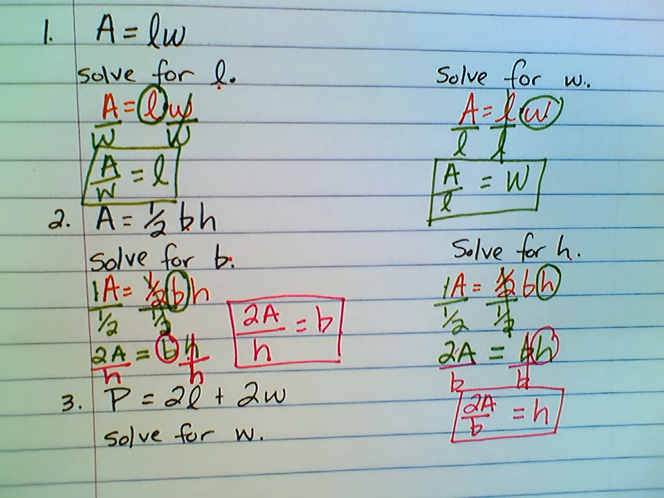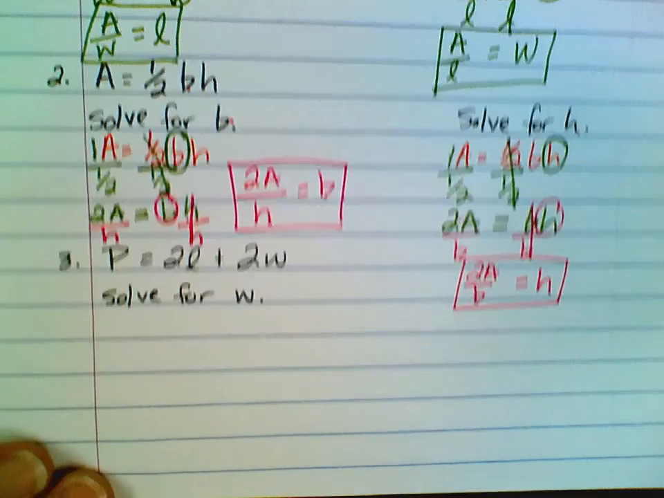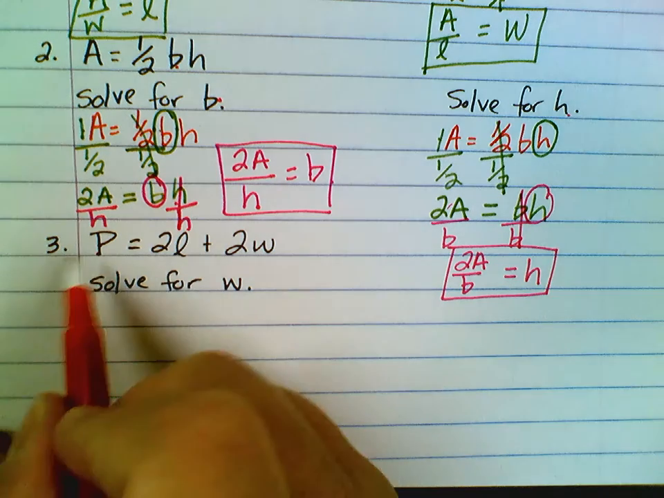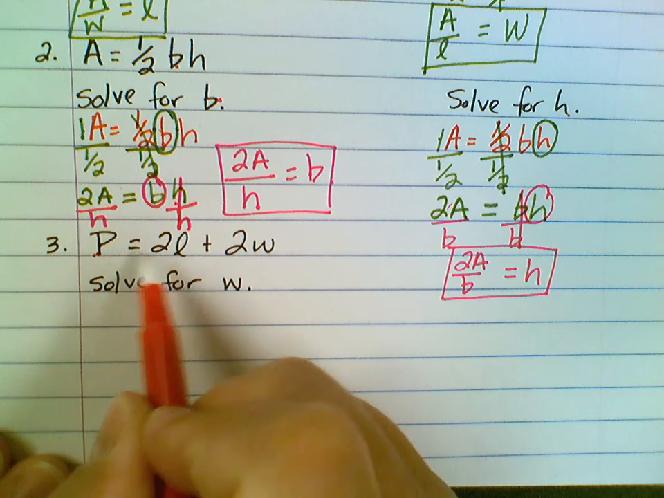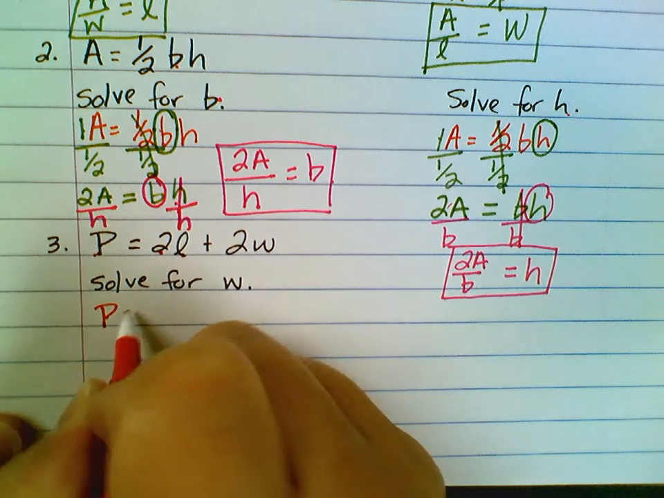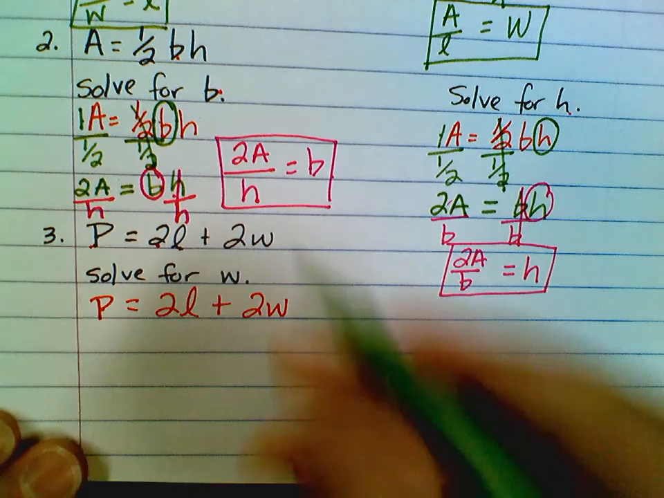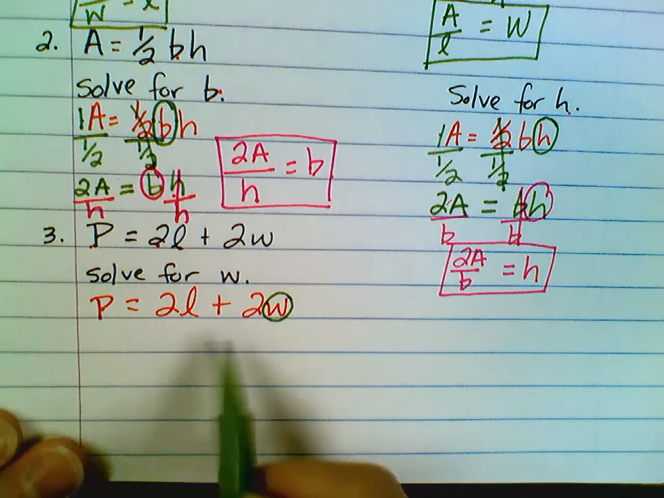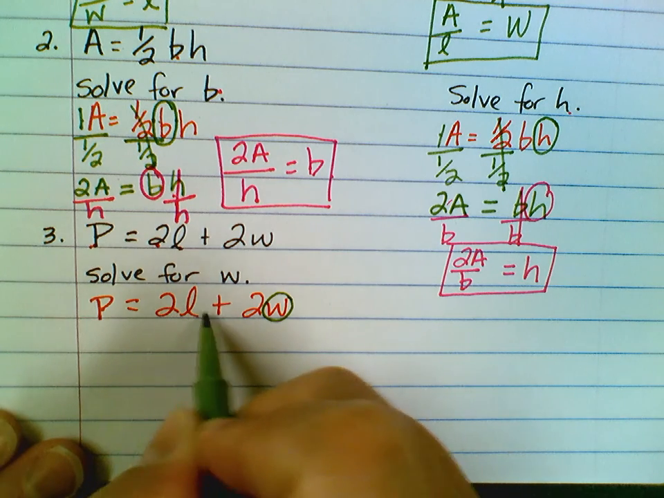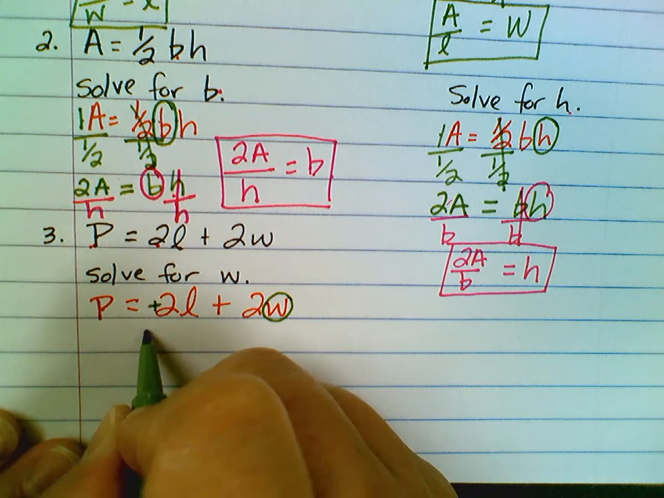One more. So this is the perimeter formula. Perimeter equals twice the length plus twice the width. So if I am solving that for W, the rest of this wants to go to the left. The first thing I see is I have addition, so I can undo addition of the twice the length by subtracting it.